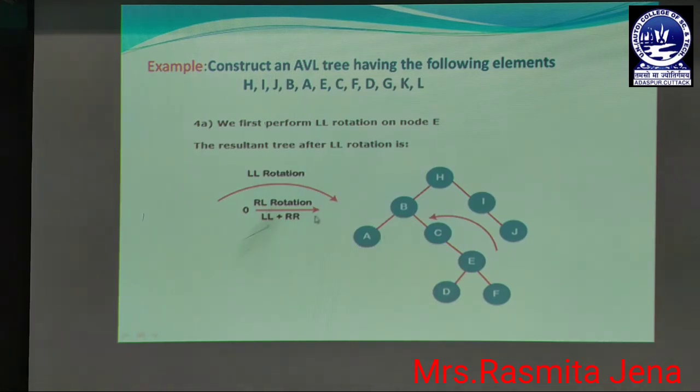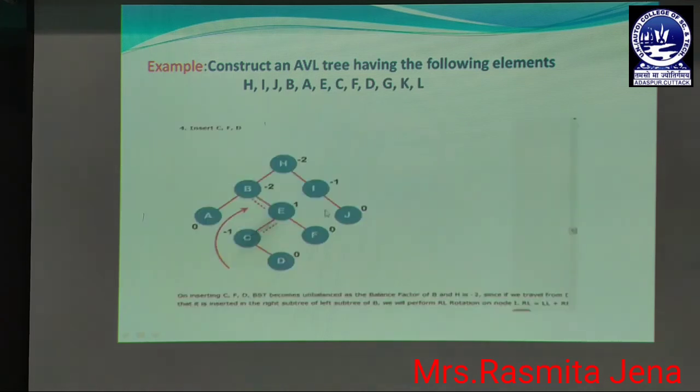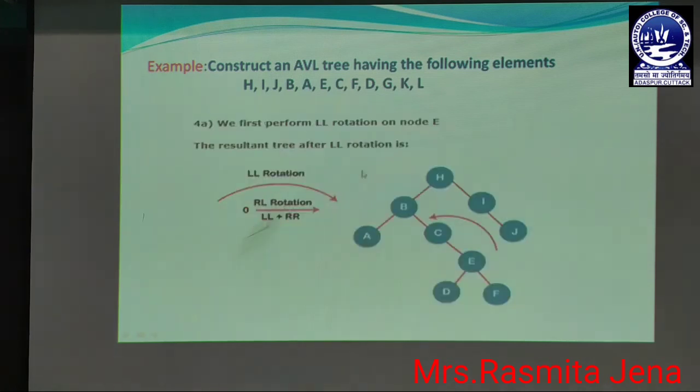Okay. We perform LL rotation on the node E, and we rotate it with LL rotation. When we perform the rotation, you can see H, B, A are as usual in the same position, and this is our rotation. C becomes the root node of the node E, meaning E is the right node, and D, F are the left node and right node of the node E respectively.